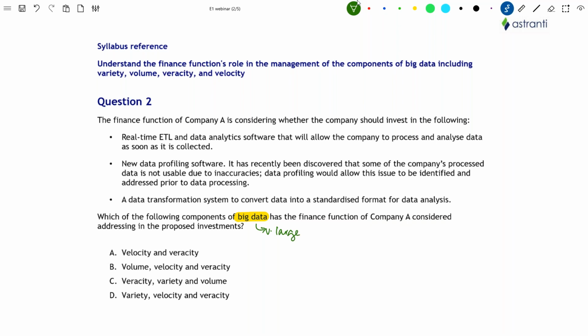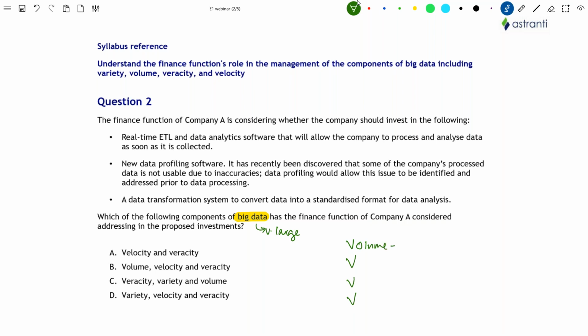Okay, and so to answer this question, we're also going to need to know what the components of big data are. And if you look down at the options that we've got down here, you can actually see that we're provided with the 4 different components of big data: velocity, veracity, volume, and variety. And so these 4 components are referred to as the 4 V's of big data, or Gartner's 4 V's. So let's go through each of them in turn. So if I just put 4 V's, the first one we'll look at is volume.